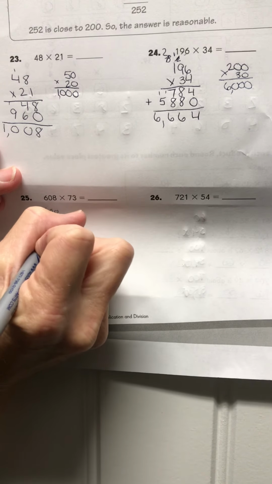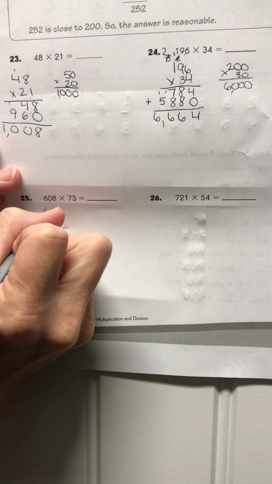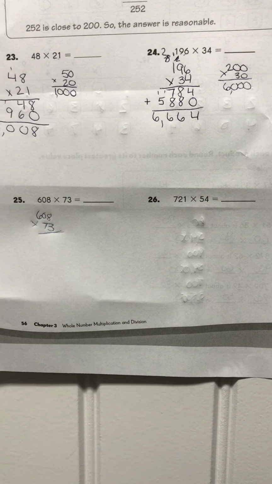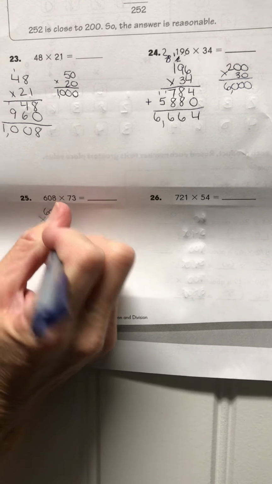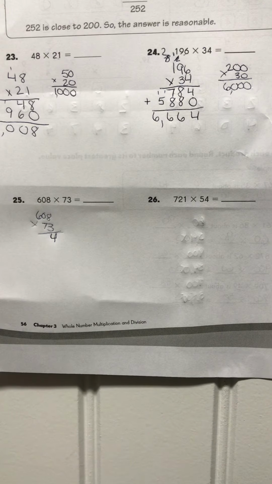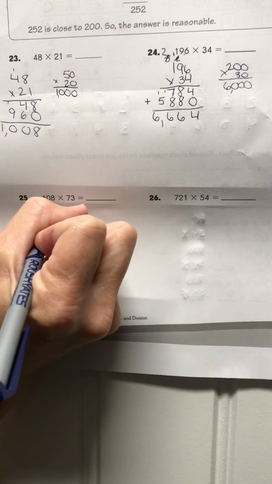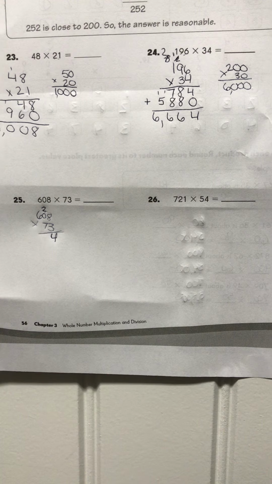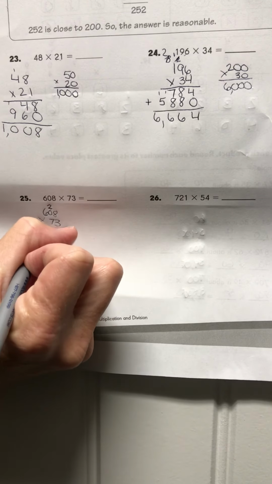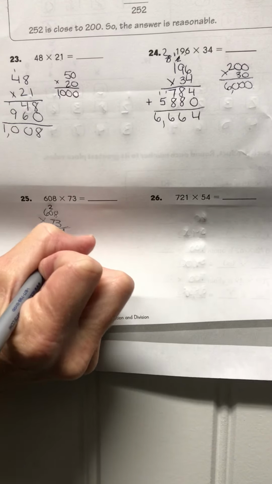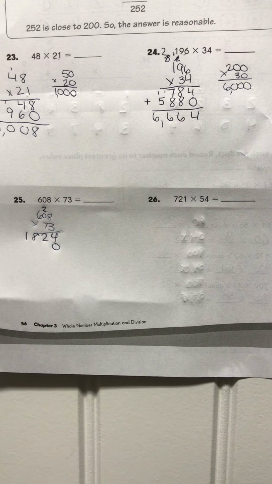608 times 73. My pen's not wanting to write. Okay. Eight times 3 is 24. We have to multiply everything times 3 first because 7 hasn't shown up for the game yet. 0 times 3 is 0 plus 2 is 2. 6 times 3 is 18. Don't forget your 0 down there on the bottom.